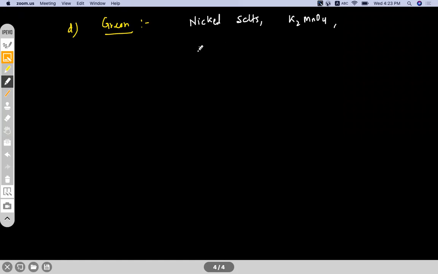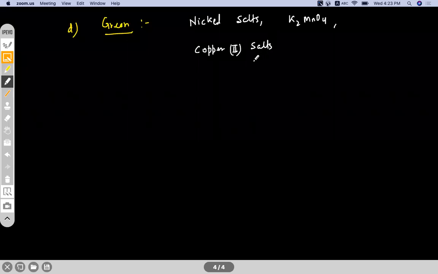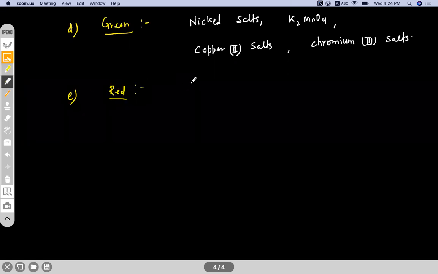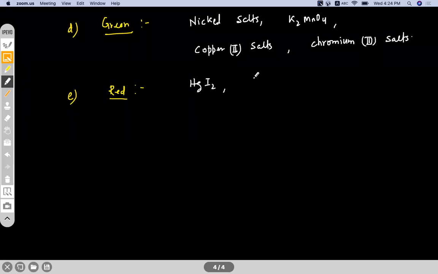Some copper salts in which the copper oxidation state is 2. Copper 2 salts. We can also have chromium salt in which the chromium oxidation state is 3. Chromium 3 salt. Red is HgI2. Lead oxide Pb3O4. Yellow.